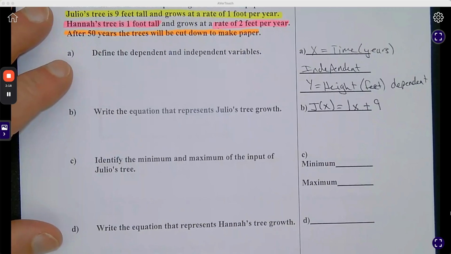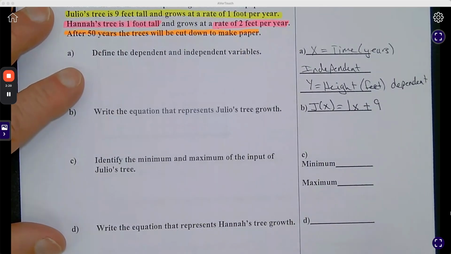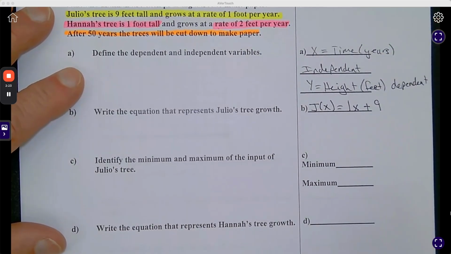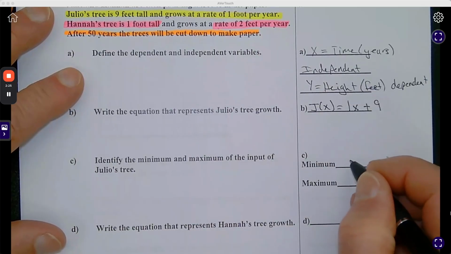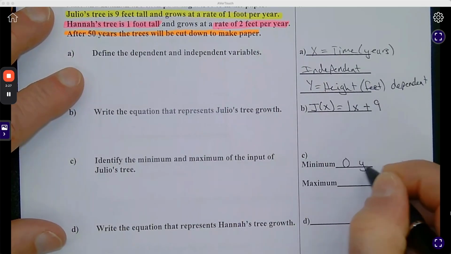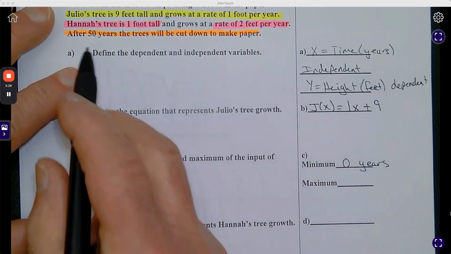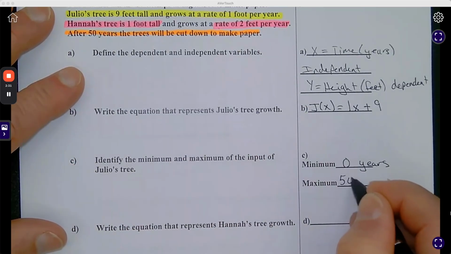Identify the minimum and maximum of the input values. Input is the independent variable, time. So the minimum is 0 years. The maximum they gave us in the word problem. It's 50 years.